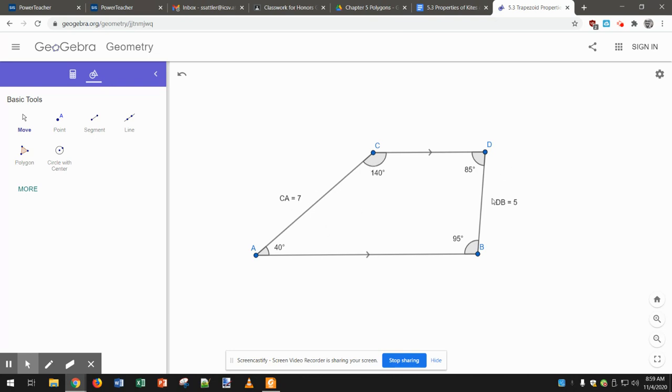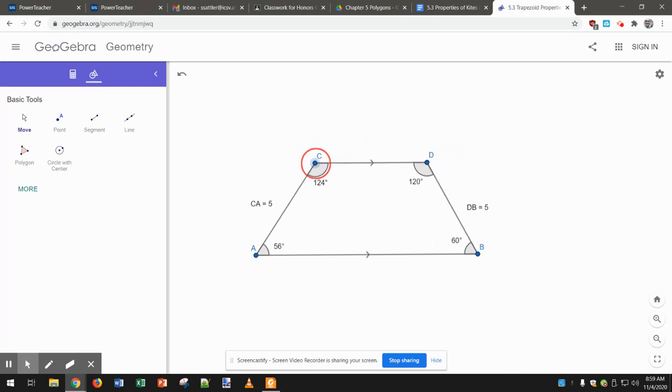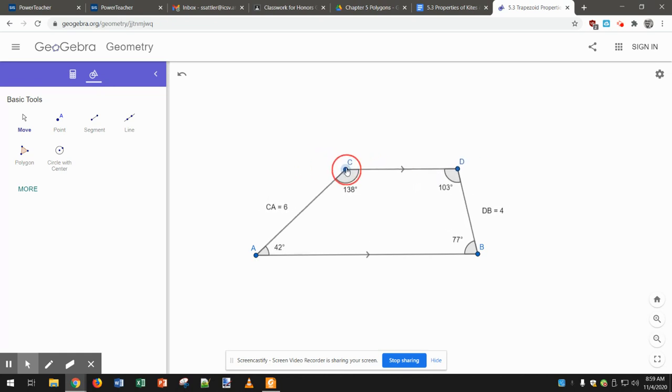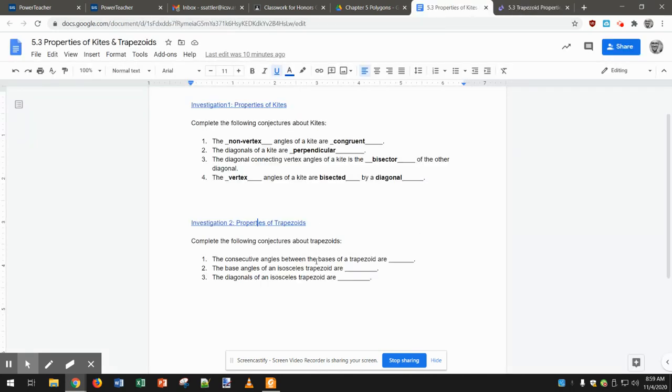I've measured the sides to show that these two sides are not the same. For now, they could be the same if I make them. That would be called an isosceles trapezoid, and we'll look at that kind of trapezoid in a minute, but for now, let's leave it as a non-isosceles trapezoid. And it said the consecutive angles between the bases.